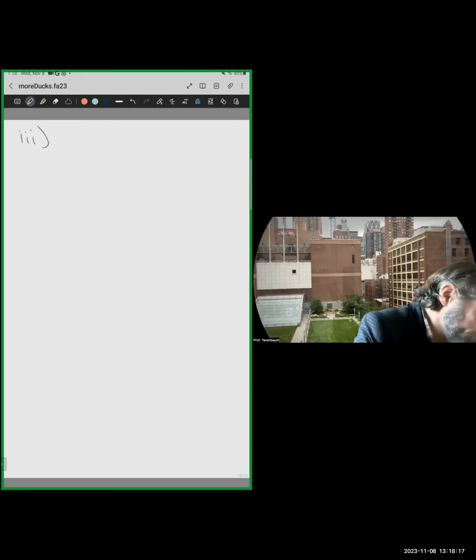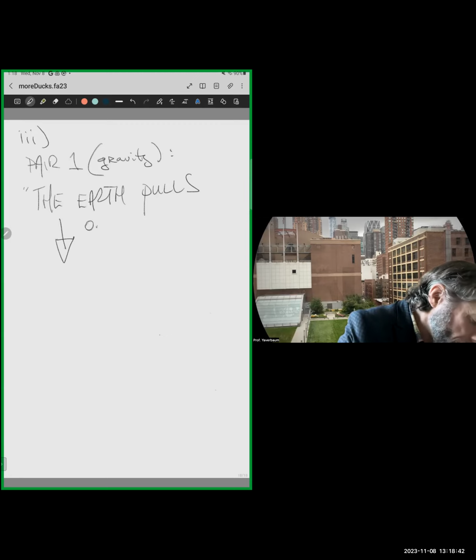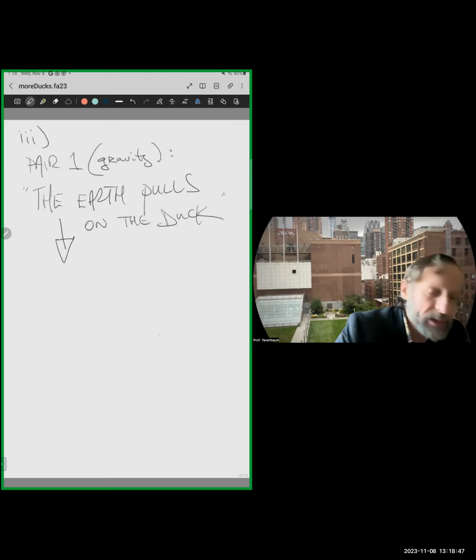Okay. In other words here, pair 1. The Earth pulls down on the duck, right? That's what that mg gravity arrow means, that the Earth is pulling down on the duck. So that's an action.